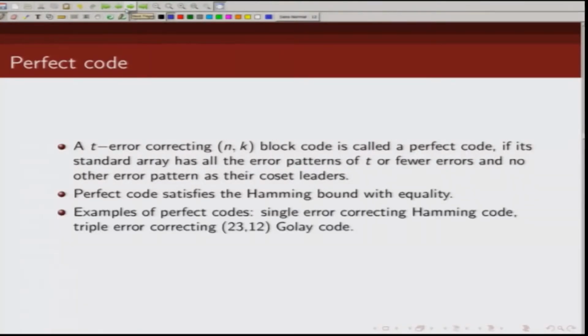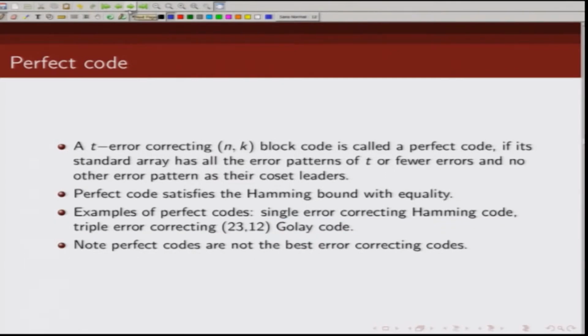Now, examples of perfect code are, for example, single error correcting Hamming code or triple error correcting (23,12) Golay code. Now, I just want to caution you that perfect code does not mean that these are the best possible codes. Okay. So, do not confuse perfect code as the best possible error correcting codes.